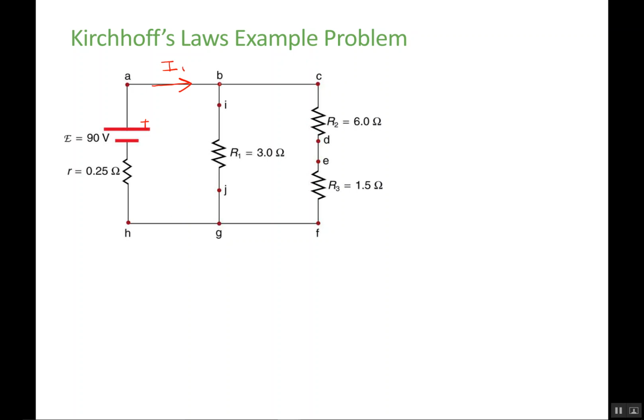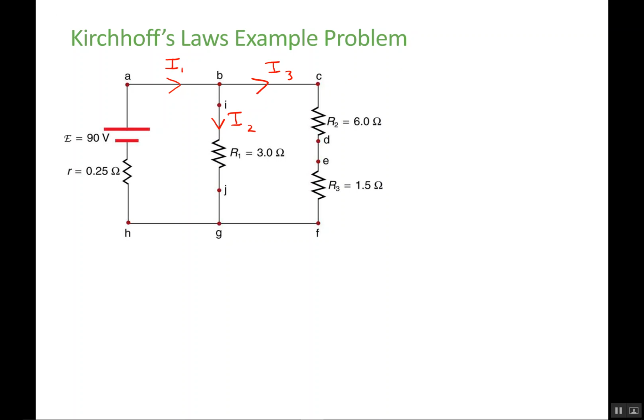And then when I get to this junction right here, the current splits. Some of the current flows down through R1, and some of it's going to flow to the right through R2 and R3. So I'll call that I2 and I3.